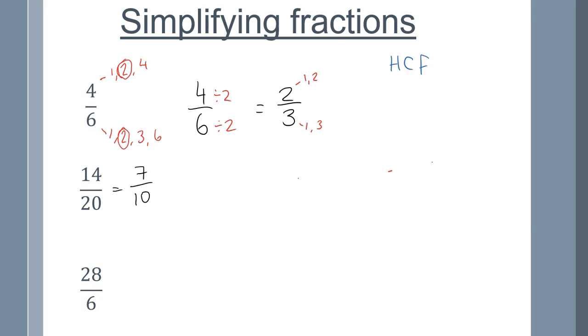The other way we can do it again, we can look for factors. So factors of 14: 1, 2, 7, 14. Factors of 20: 1, 2, oh, let's test my brain, 4, 5, 10, 20. The highest common factor there is 2. I need to come up with a better example, one that's not 2. All right, so we divide both by 2.